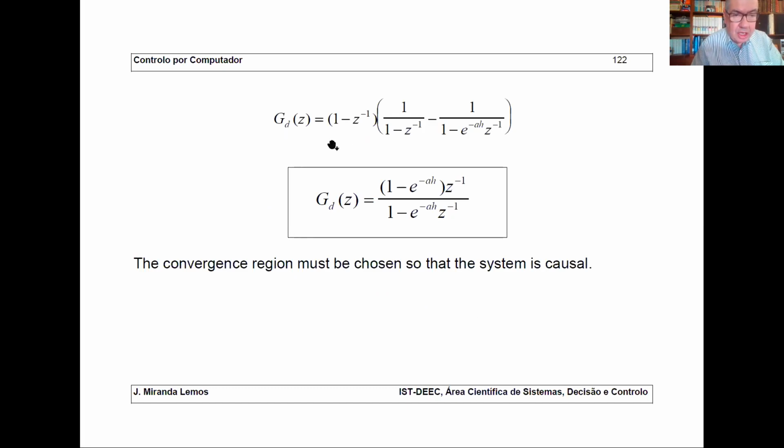So, to get Gd, you have to compute the product of 1 minus z minus 1 by the sum of these previous transforms. And then you simplify it, and you get the discrete time transfer function. Okay.